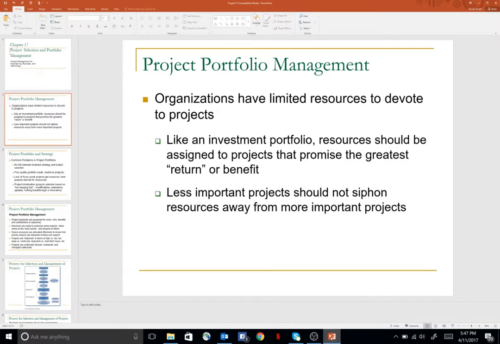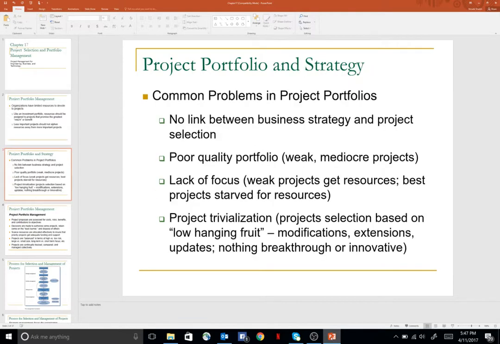So the first thing that I want to talk about is project portfolio management. Similar to an investment portfolio, really what you're trying to do with your projects is maximize your ROI, or your return on investment, and minimize risk. So it's very similar in that regard, but at the same time, we need to look at what benefits we are yielding from each of these projects.